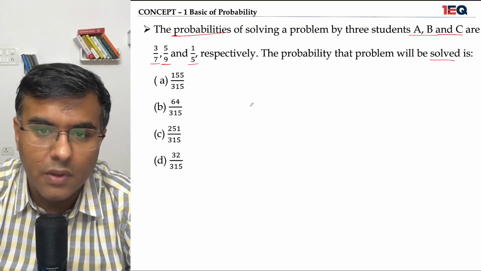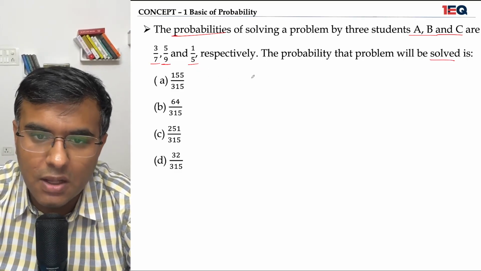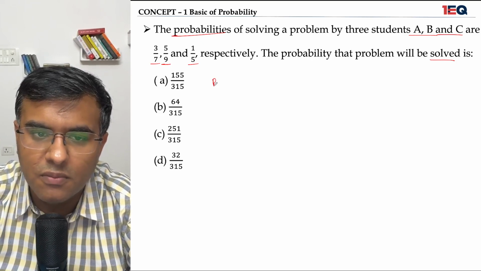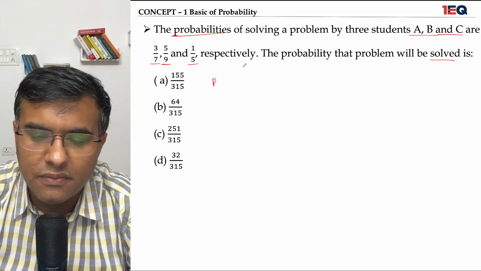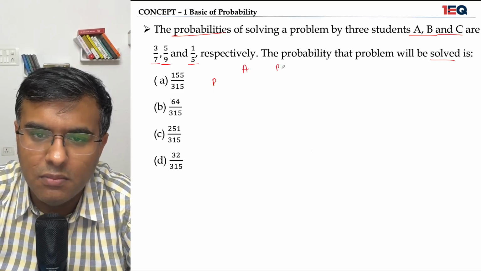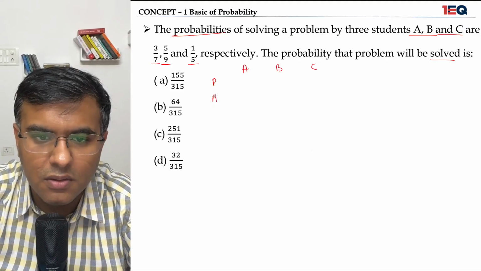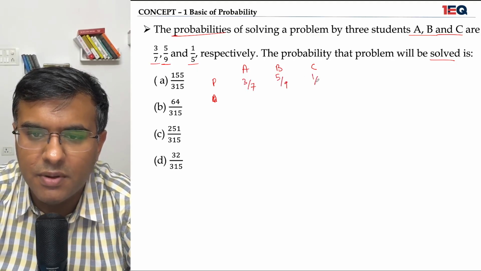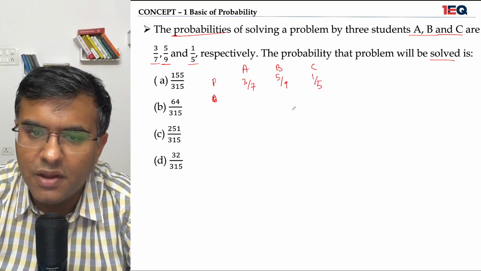First of all, I'll be writing down all the facts that I have. This is the probability of the problem being solved. The first probability of A, then B, and then C. For A, the probability is 3 by 7. For B, the probability is 5 by 9. And for C, the probability is 1 by 5.